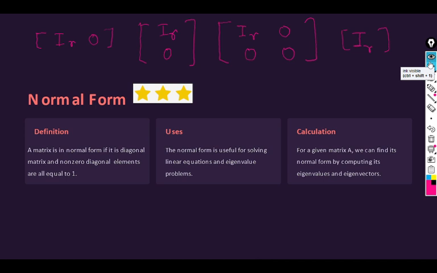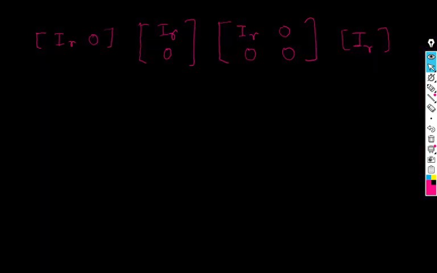So I will give one example, then it becomes more clear. These four are the normal forms only. Now, when the matrix is of a certain order, suppose you have the matrix with rows 1, 2, 3 and 2, 3, 4. Suppose this is the matrix.